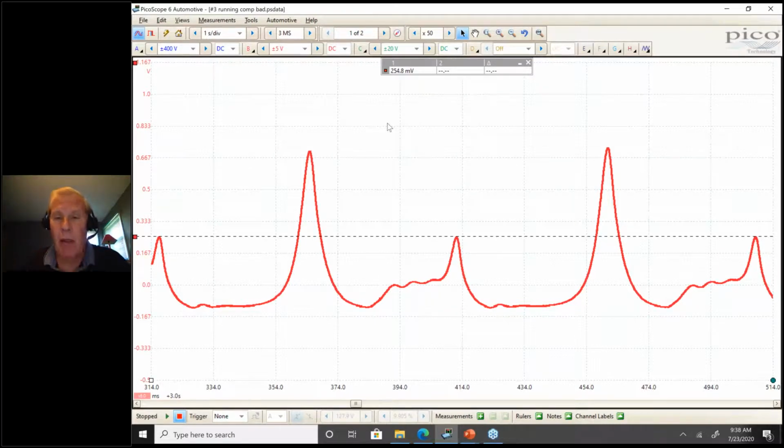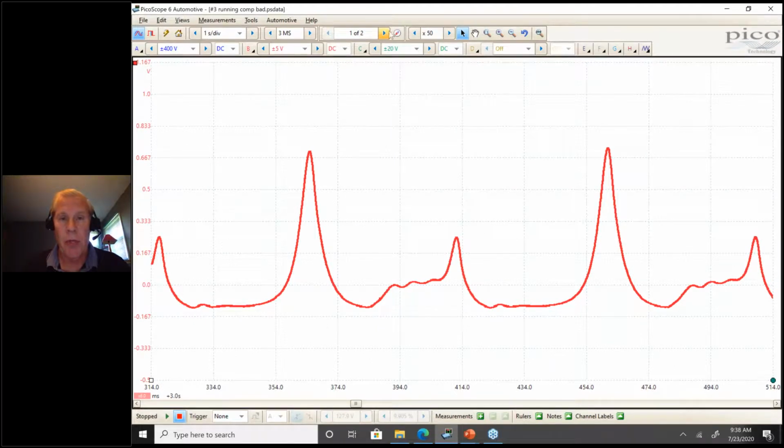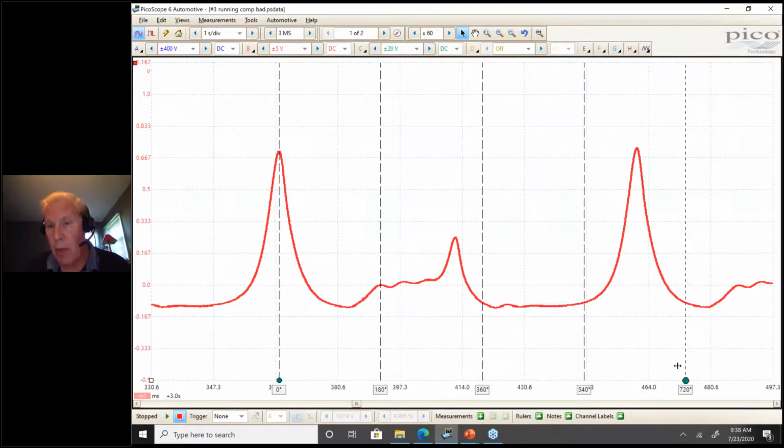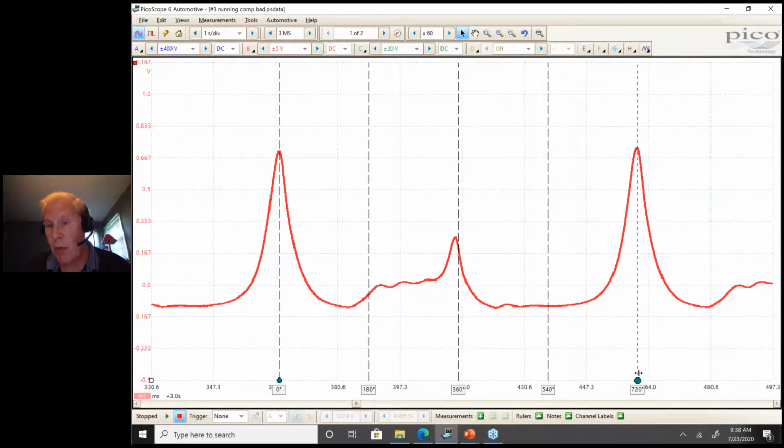So I would like to analyze this a little bit and try to determine what's wrong. Once again, I'm going to zoom in by a factor of 60. I'm just going to type that in. I'm going to grab my rulers. Reasonably accurate top dead center, and reasonably accurate top dead center 720 degrees later. I have my 4 divisions. I have my 4 strokes.